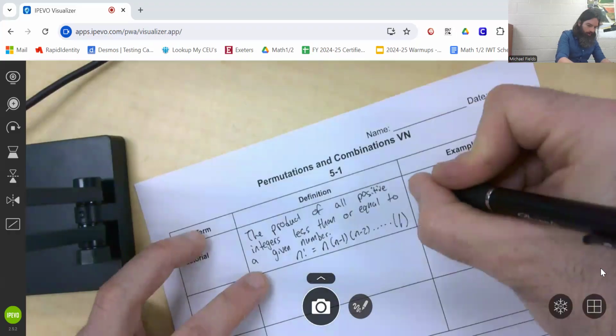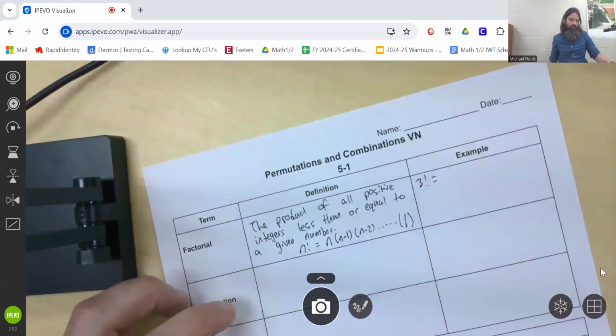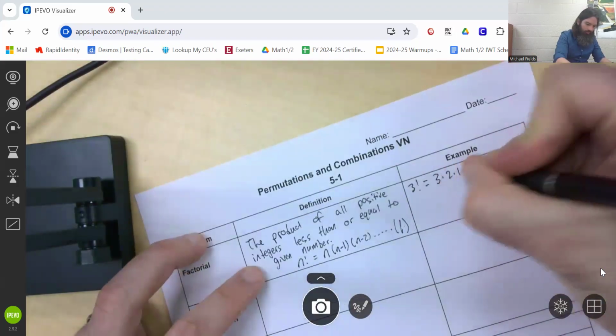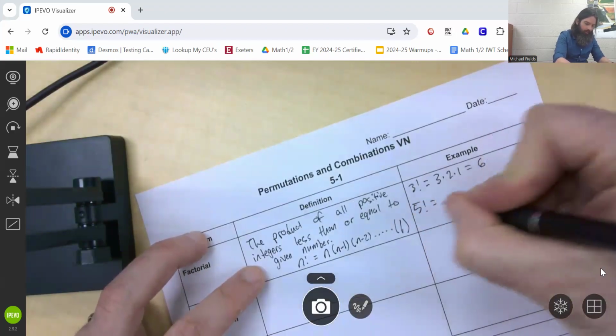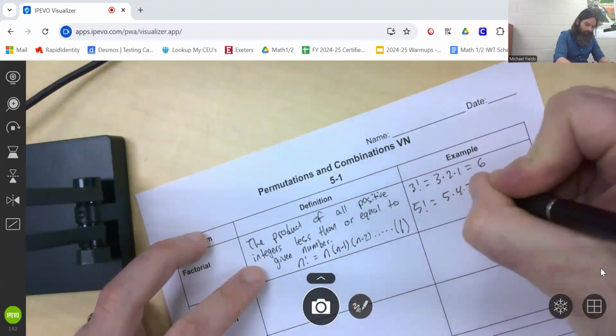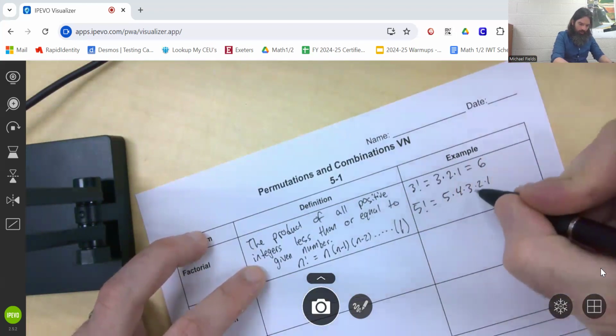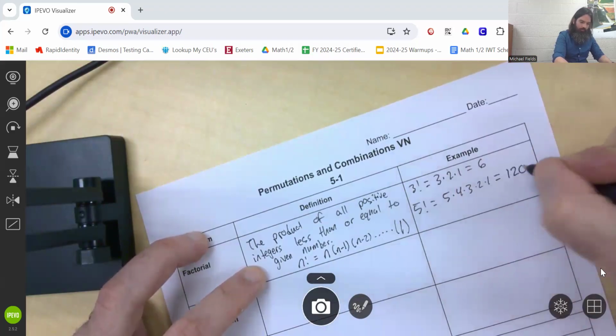All right, we'll look at a couple examples with actual numbers. So we have 3 factorial. We're multiplying all the integers less than or equal to 3. So that's 3 times 2 times 1, which is 6. 5 factorial is 5 times 4 times 3 times 2 times 1. That's 20 times 3 is 60 times 2 is 120 times 1 is still 120.